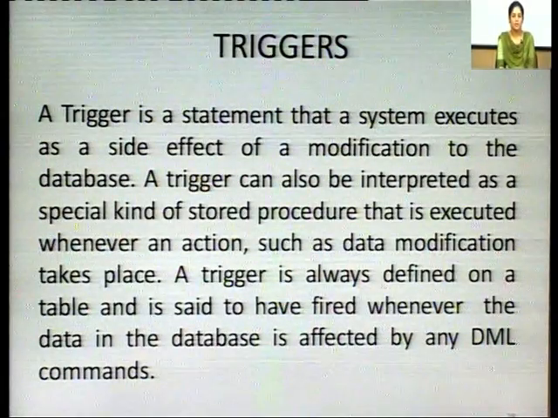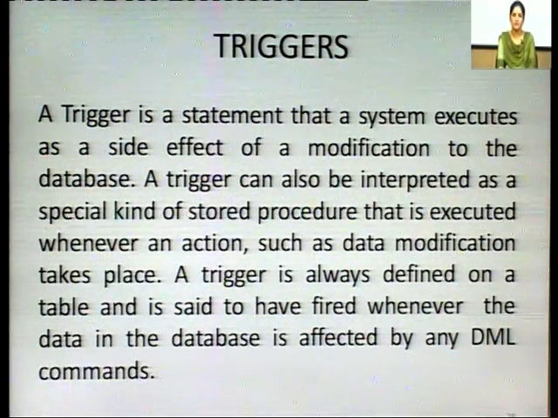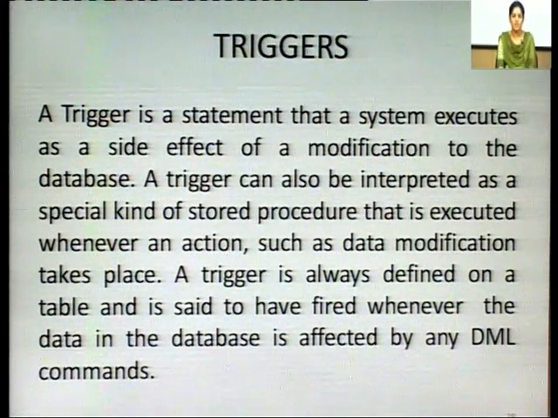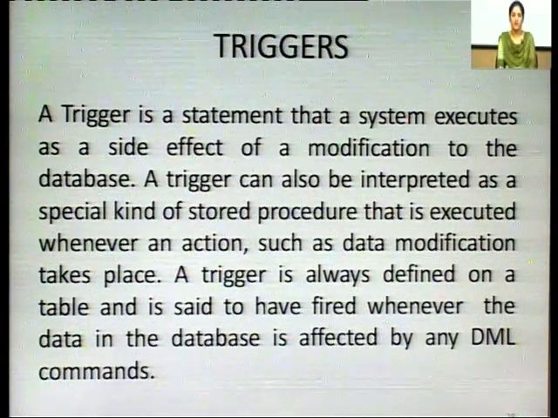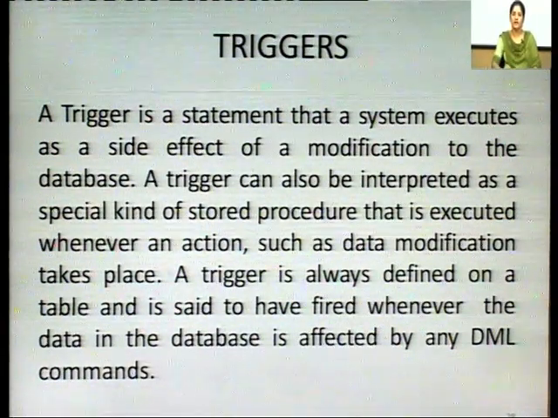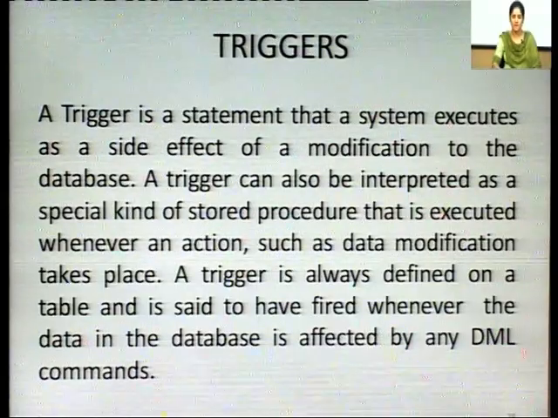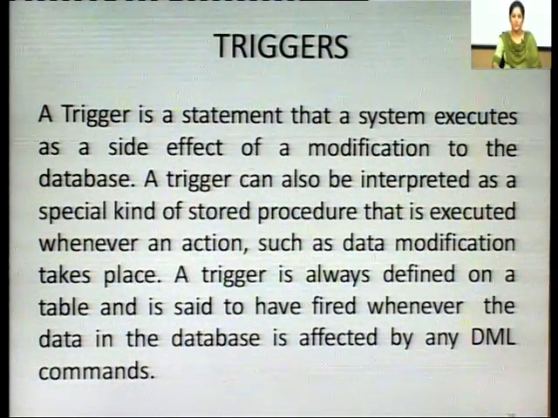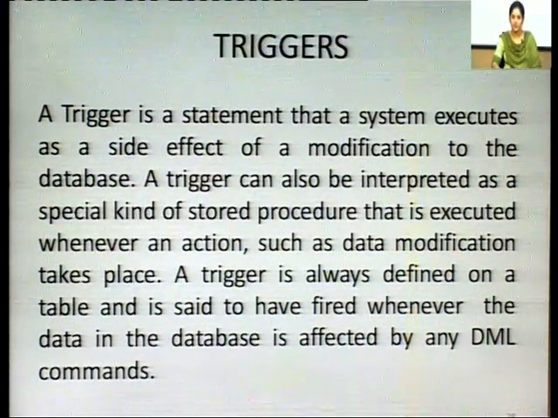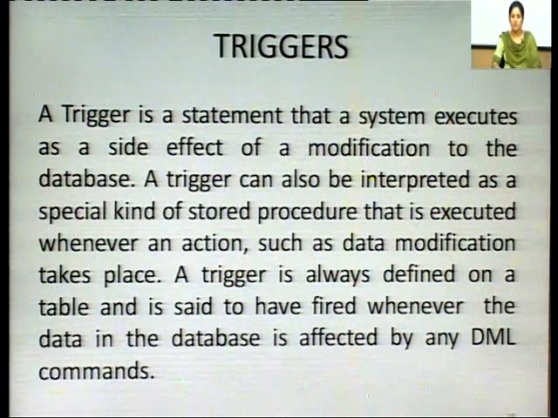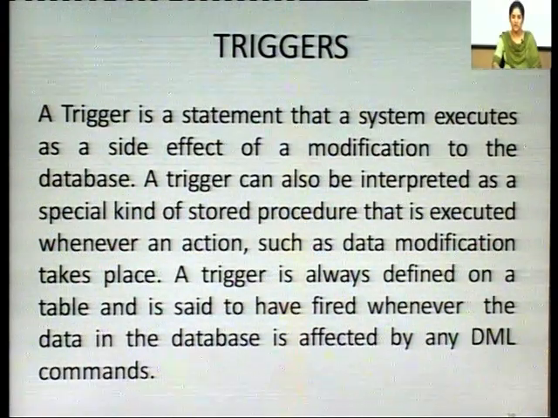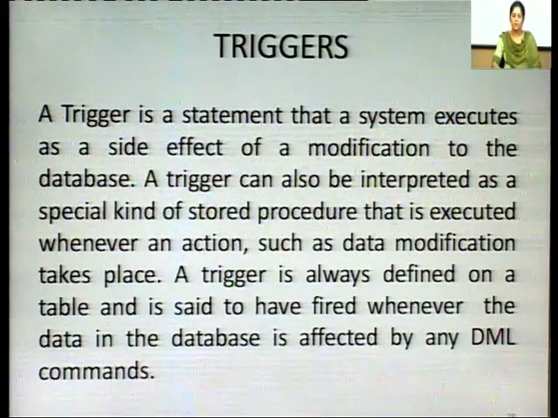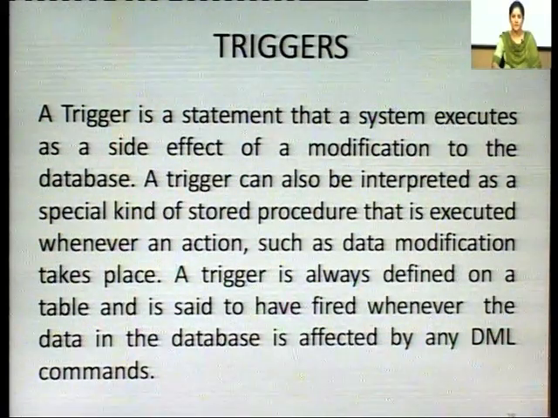Next constraint is triggers. A trigger is basically a statement that a system executes as a side effect of a modification to the database. These are statements executed by the relational database management system whenever you do any kind of modification to your database. For example, if you are inserting data, updating information or deleting any information, every time you do so the trigger will be executed as a side effect.